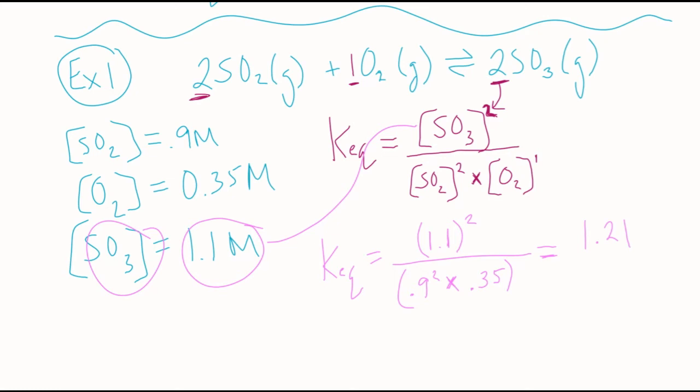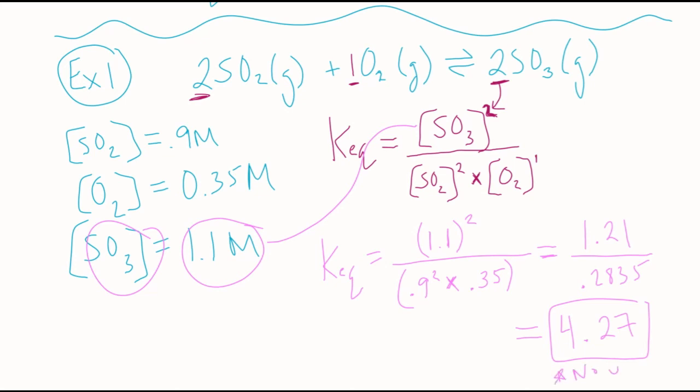We get 1.21 on the top. And we're going to get 0.2835 on the bottom. Okay, so I did those two separately so I didn't mess up my algebra. And then now I'm going to take that 1.21 and divide it by the 0.2835. And our final answer is going to be 4.27.